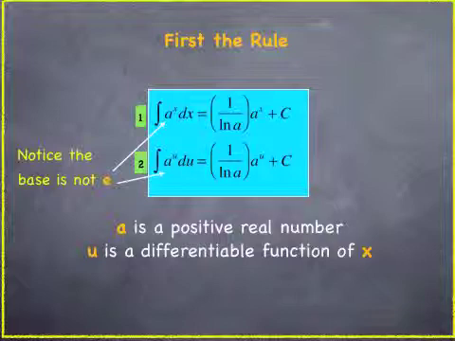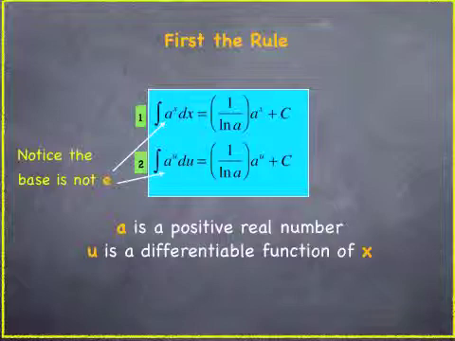In Rule 2, the difference between 2 and 1 is that we have the integral of a to the u du. Now, what's the difference here? Well, the exponent is something other than x. It's going to be some kind of differentiable function of x. It could be x squared plus 2x plus 3, anything like that. We're going to replace all of that with u.